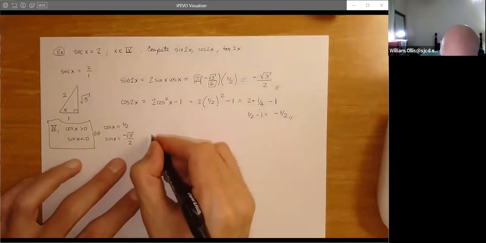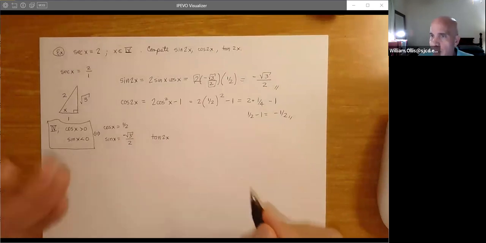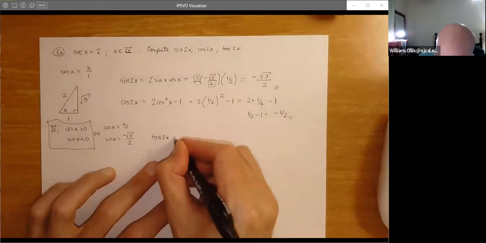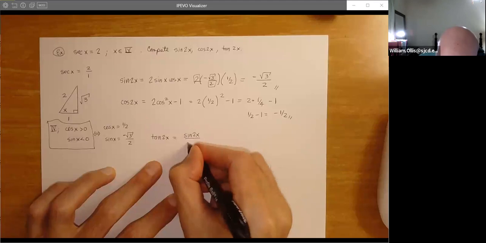And then tangent of the double angle. Of course, we have a nice formula for that, but we're going to be lazy. We'll just take the ratio of sine 2x to cosine 2x. So sine 2x over cosine 2x.